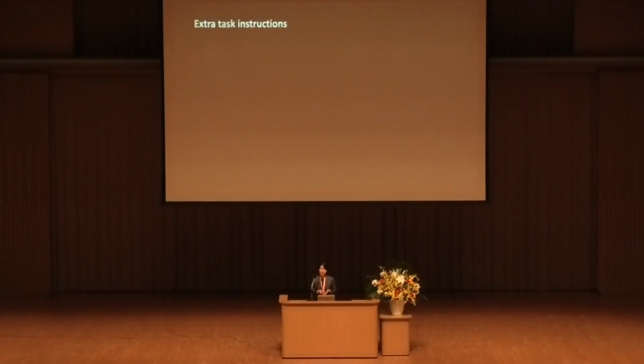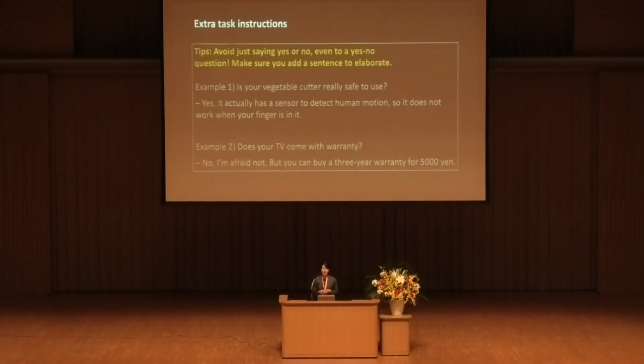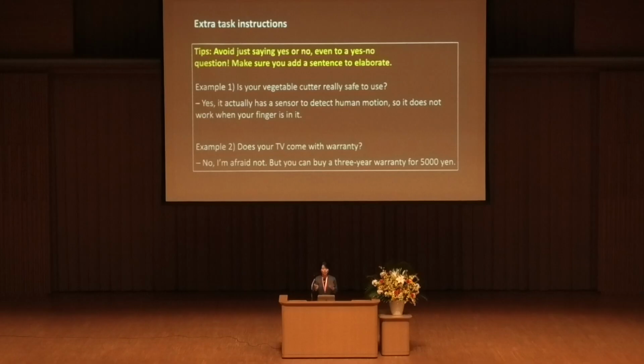Additionally, in the first semester, I noticed that my students' answers were quite simple. If they were asked a yes-no question, they would just say yes or no, if they could actually answer the question. So in the second semester, I wanted to push them a little bit more. So I gave them extra task instructions, which read, avoid just saying yes or no, even to a yes-no question. Make sure you add a sentence to elaborate. And they were given 2 examples.